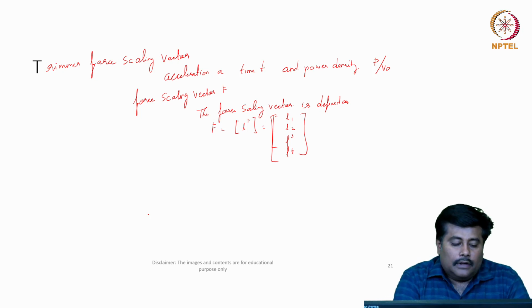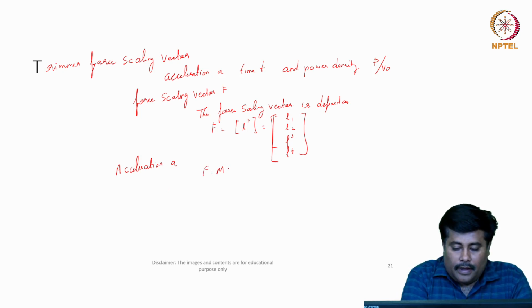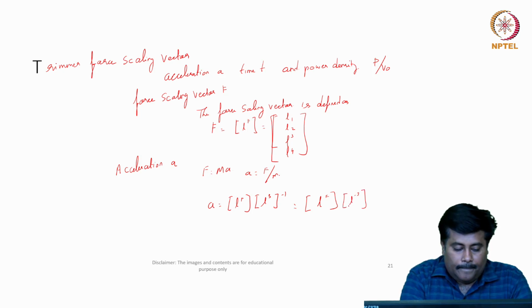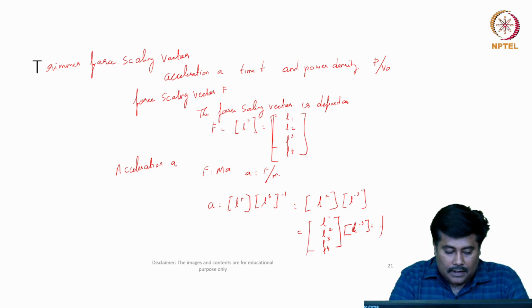So, we will now derive other quantities based on the above vector. One of the quantities we can focus on is the acceleration, which we can term A. So, F equals MA, in which A can be written as F by M. The following scaling can be obtained as A equals LF by L cube, that is LF by L power minus 3, which can be written as L1, L2, L3 and L4 times L power minus 3, which can be represented as L minus 2, L minus 1, L0 and L1.